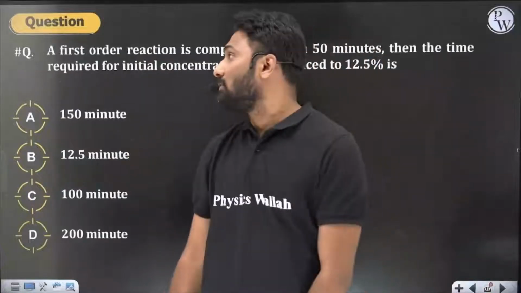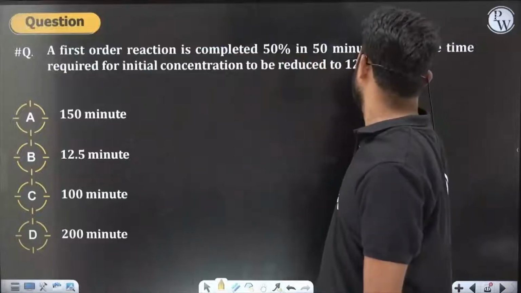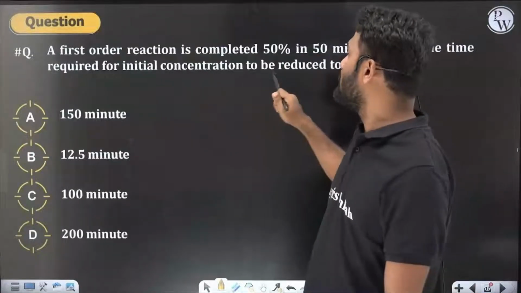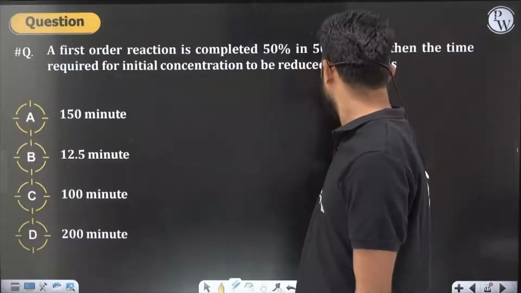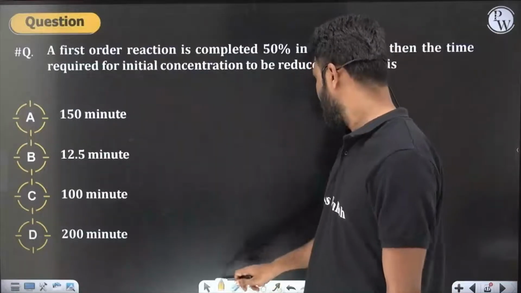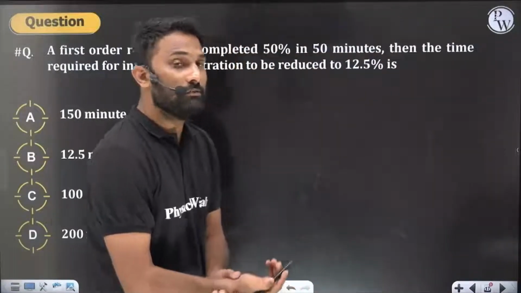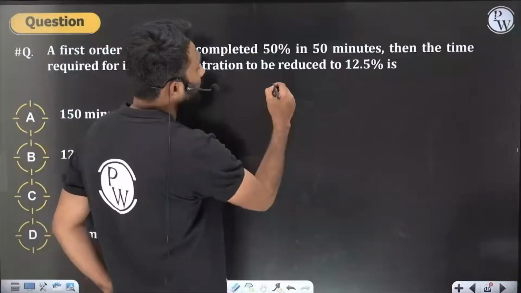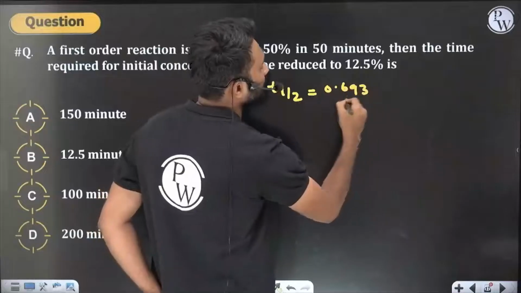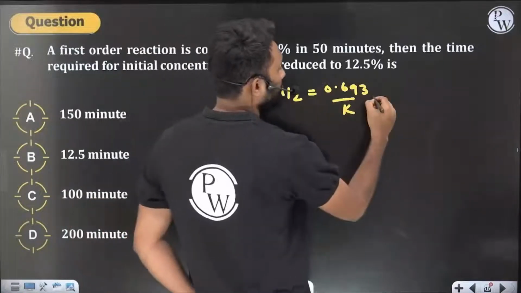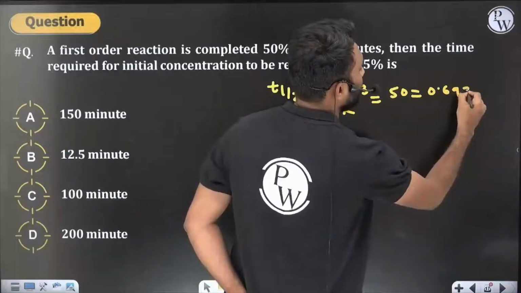let's see. Next question is: the first order reaction is 50% complete in 50 minutes, then the time required for the initial concentration to be reduced to 12.5%. To solve this one we have to use the calculator also. First we'll see. Now t half of the first order reaction, t half is equal to 0.693 by K, right? Now t half, how much have they given in the question? 50 is equal to 0.693 by K.